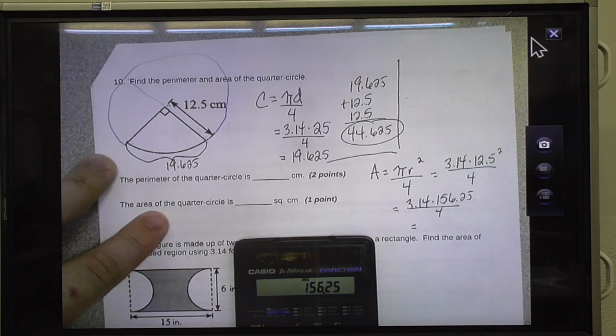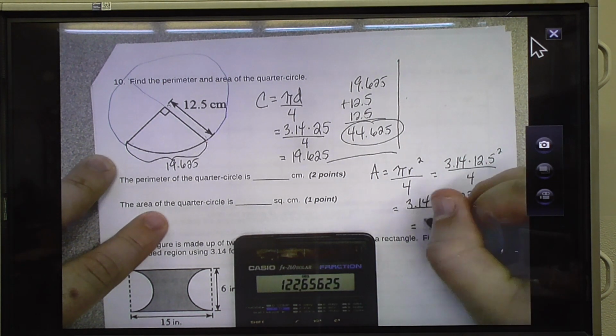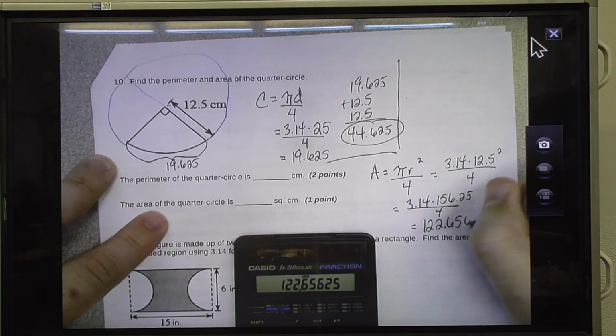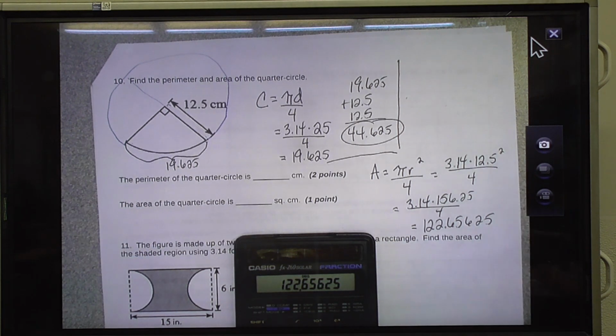So 3.14 times 156.25, dividing that by 4 because it's a quarter circle. The area of this circle is 122.65625. But if you want to round it, I'm more than happy for you to round it wherever you need to round it to.